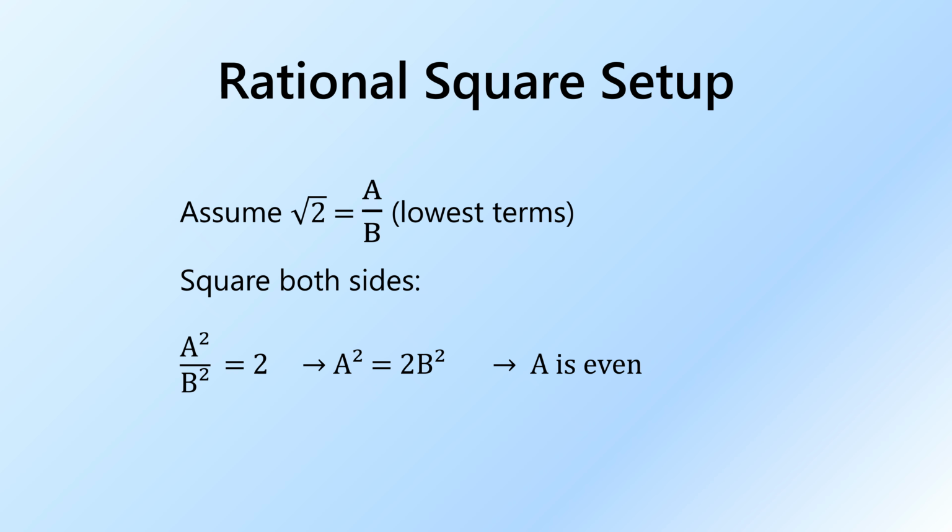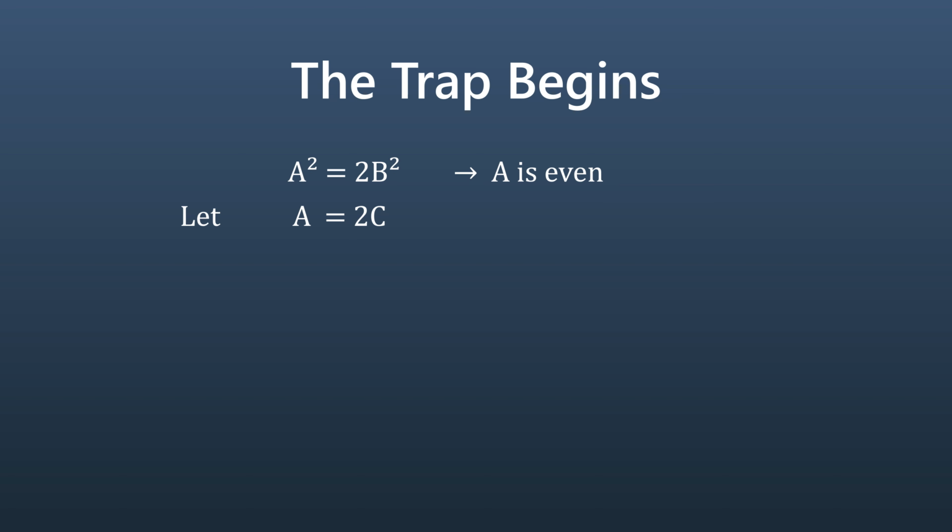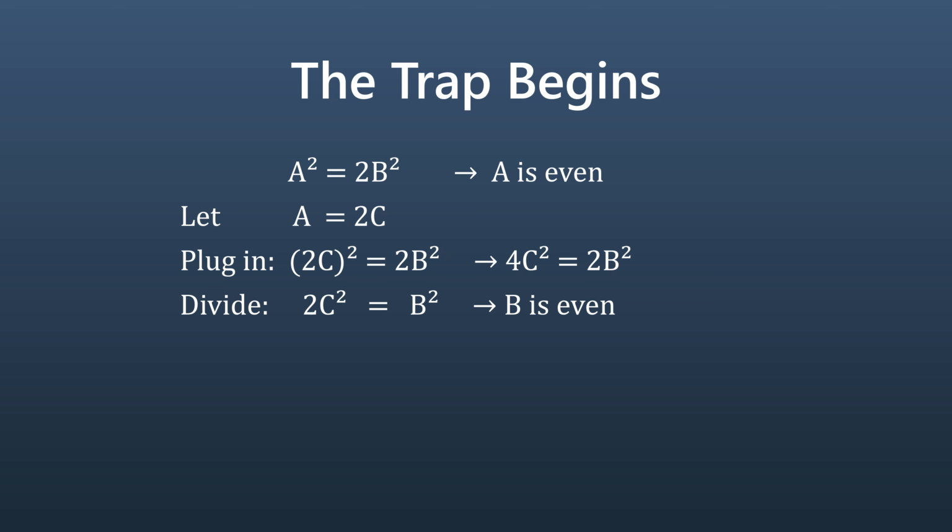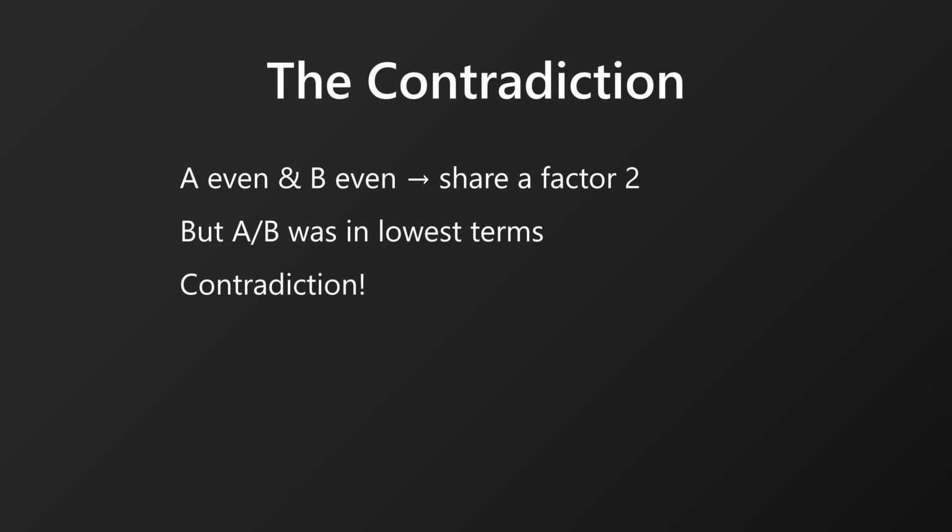A squared equals 2 times an integer means a squared is even, and therefore a must also be even. So we can write a as 2 times some integer c. And plugging the new value back in and dividing by 2, we get 2c squared is equal to b squared. From this we can simply conclude that b squared is even also, and if b squared is even, b is even too. Oh, both a and b are even.